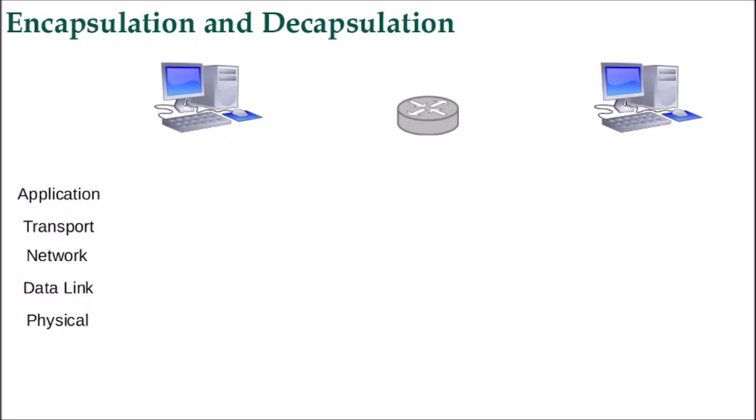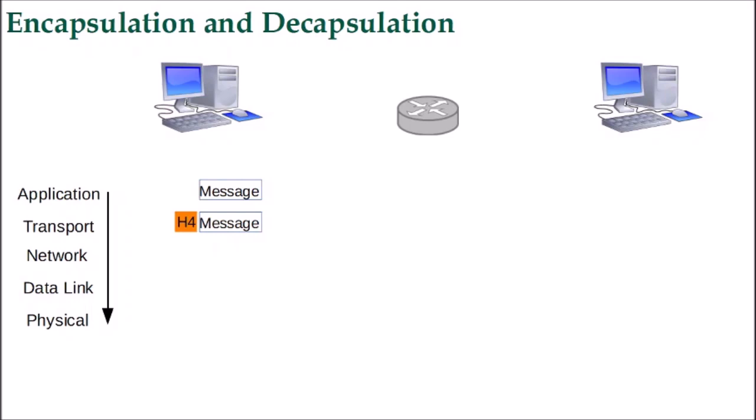Two of the important concepts in protocol layering are encapsulation and decapsulation. At the application layer, the data to be exchanged is called a message. When it goes down to the transport layer, a header will be attached to it. It will now be referred to as a segment.